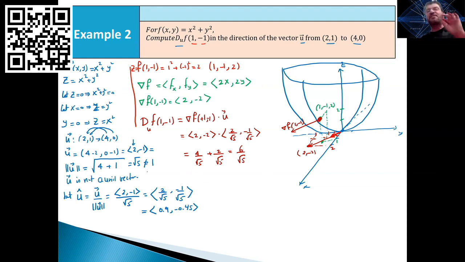This is, guys, the velocity of the object who's exactly here at this point. Going in which direction? In the direction of u. This is our u. See that? It's going in the direction of u. This is exactly the velocity of the object that is on this surface going in the direction of u. It's in this direction.